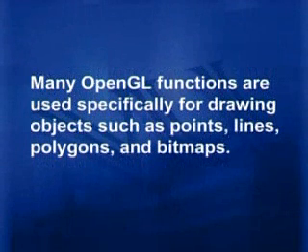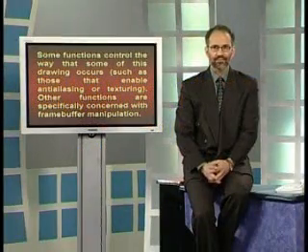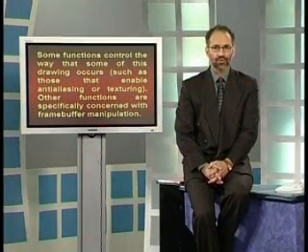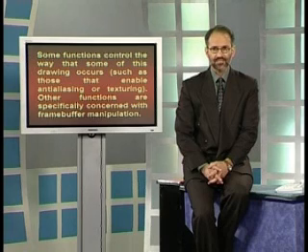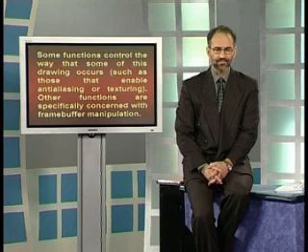So let's begin. Many OpenGL functions are used specifically for drawing objects such as points, lines, polygons, and bitmaps. And we have talked about these being the primitives that are supported by OpenGL. Some functions control the way that some of this drawing occurs, such as those that enable anti-aliasing or texturing, or to be precise, texture mapping. Other functions are specifically concerned with frame buffer manipulation.